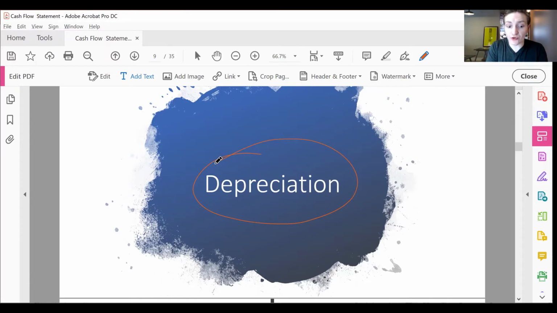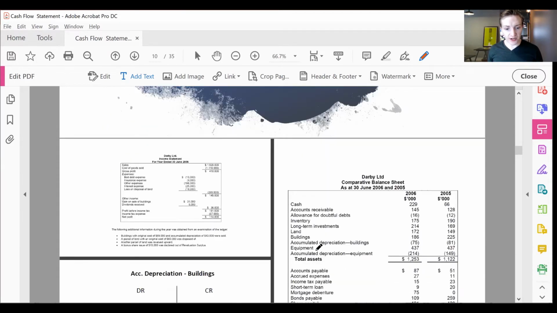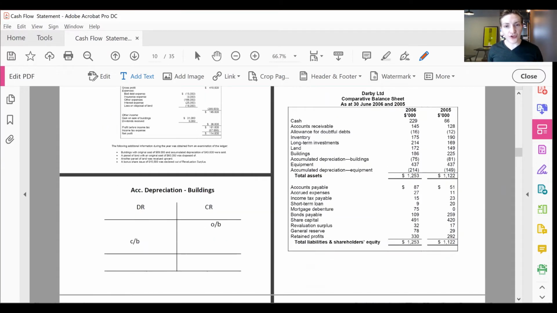So we do need to go through the depreciation accounts, but we're only going through them so that we can work out other cash flows, and we can then see what our depreciation ultimately looks like. Let's start off with the depreciation for the buildings. We can again start with our opening and closing balances. The building depreciation opening balance is 81 and the closing balance is 75.